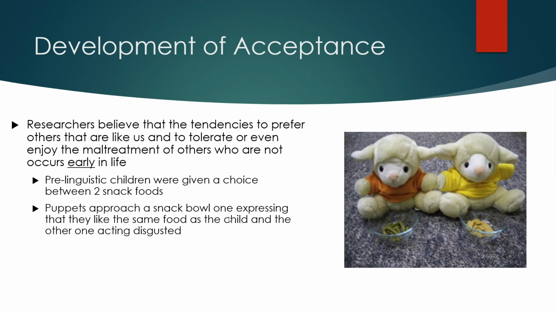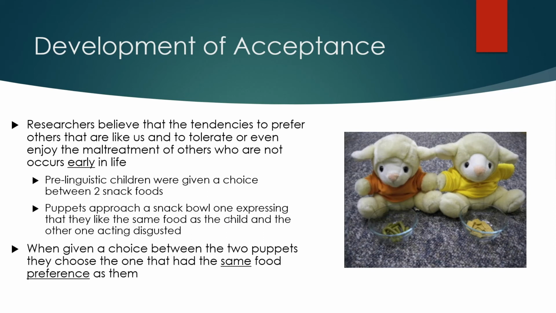Later they were shown the two puppets and asked which one of the two they liked, which one they wanted to play with. Overwhelmingly, the kids chose the puppet that had the same preference that they did. It was like, oh, this one likes what I like. This one's like me. I want to play with this one. I don't like this one because it doesn't like the same stuff that I do. So this was kind of a first step at this.